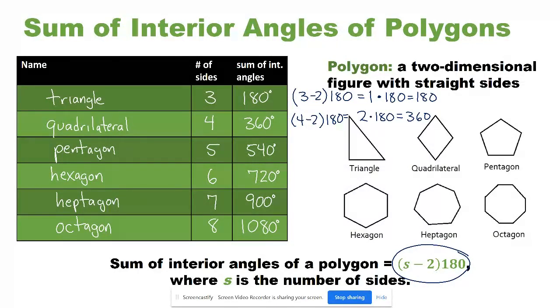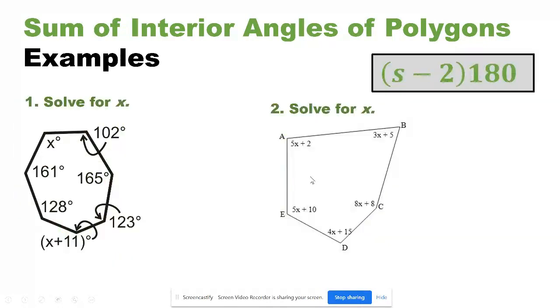The one thing you really want to make sure you remember from this is this little formula here. The number of sides minus 2 times 180 will tell you the total of all the interior angles when you add them together. So let's do a couple types of examples.